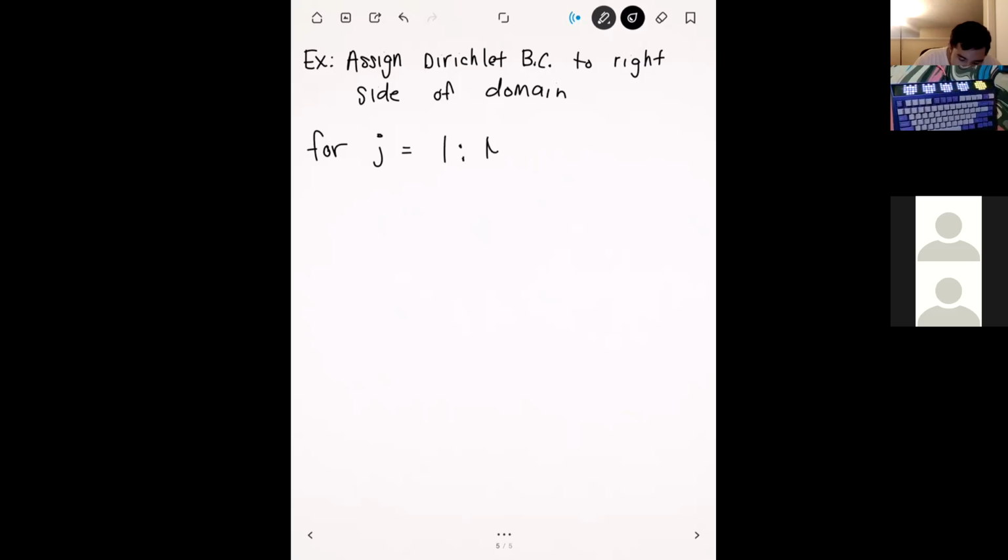And so that's the reason I'm looping over J. This J is going to go from 1 to NY. Remember, NY is the number of grid points that we have in the Y direction, and that's going to be the end. The first part here that I want you to pay attention to is the for loop. This for loop is going to visit all of the appropriate nodes.